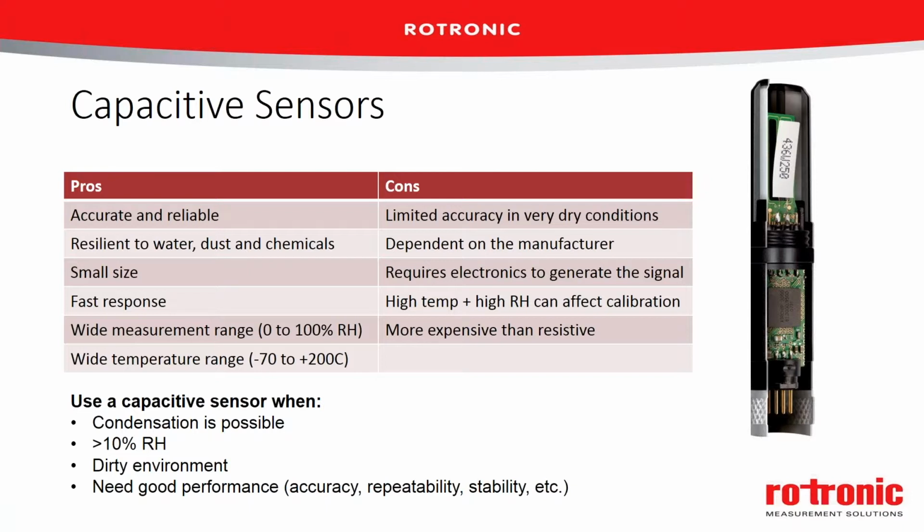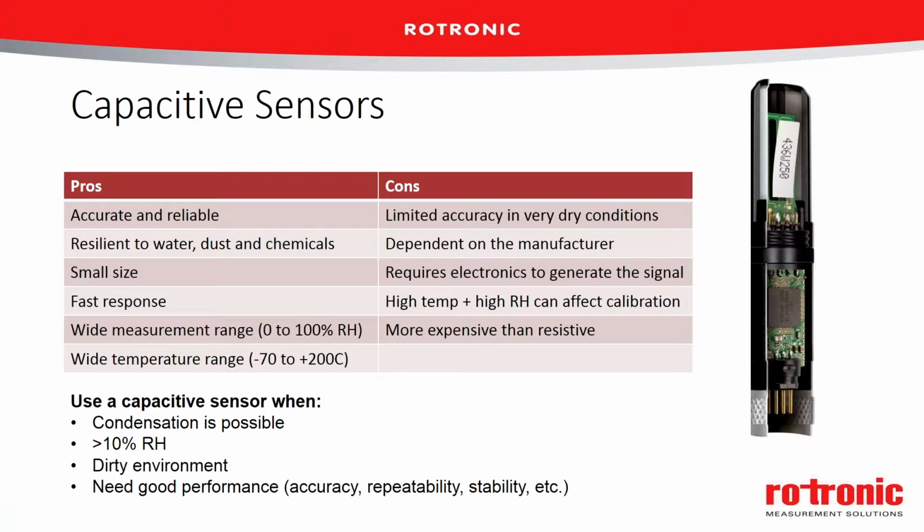The cons to them is they can have limited accuracy in very dry conditions, and for this I'm referring to the sensors that are set up to measure the wide range of relative humidity, the 0 to 100. They don't give a very good indication of small changes in water content when we're at the low end of the scale. That's where one of the dew point specific sensors would be better.